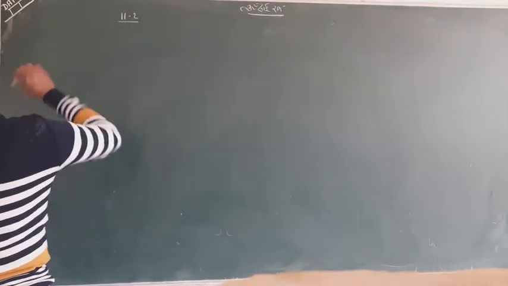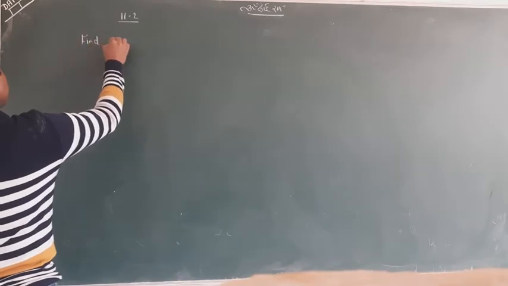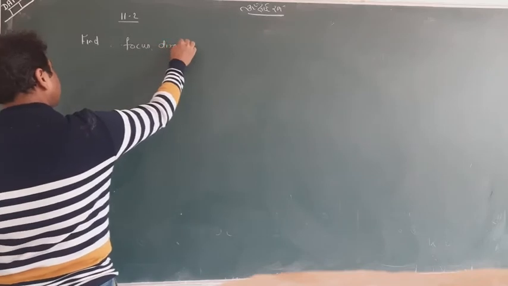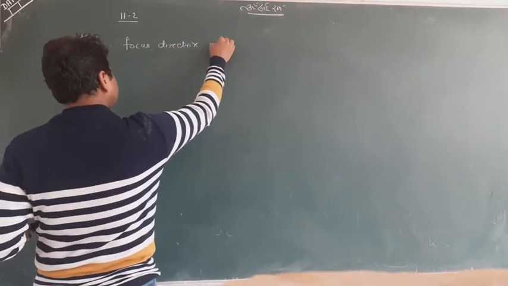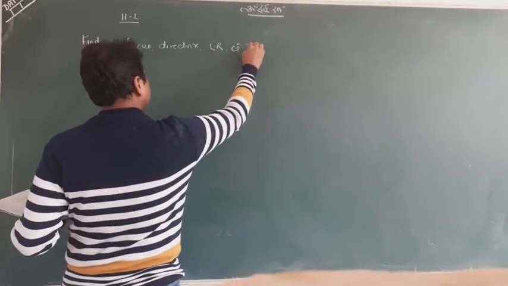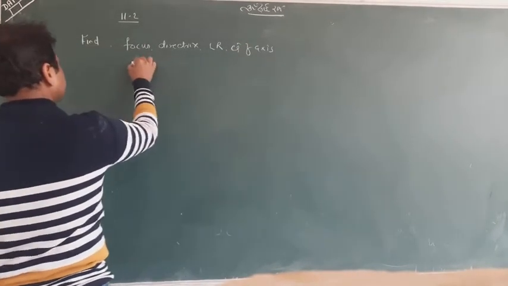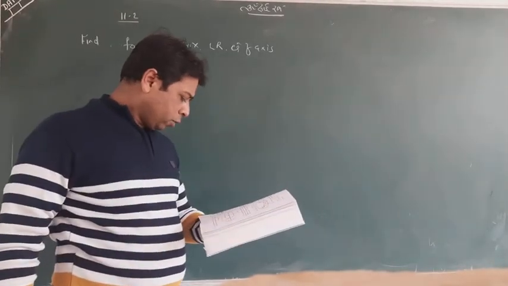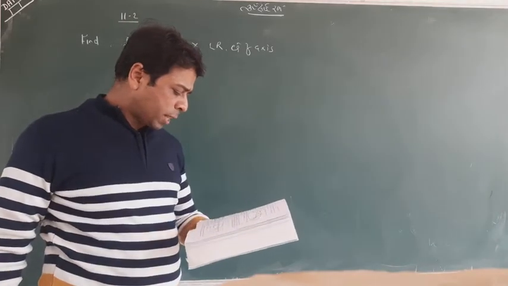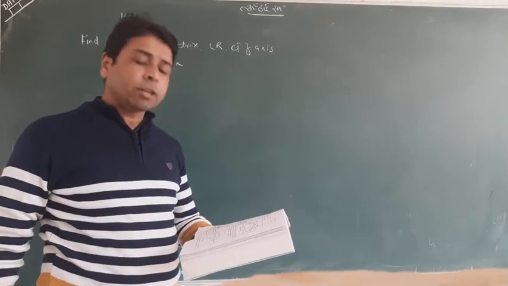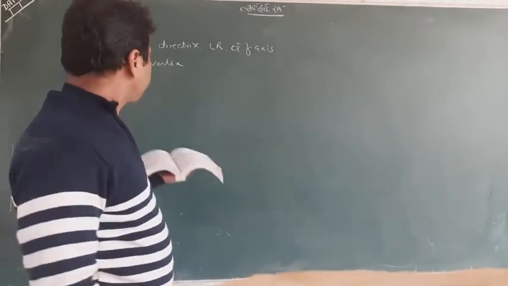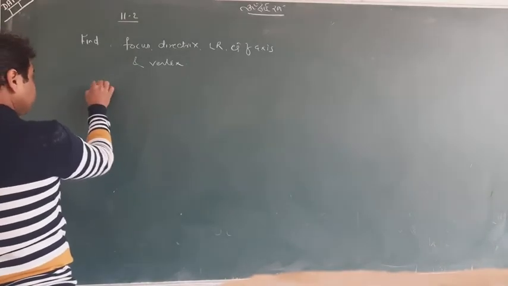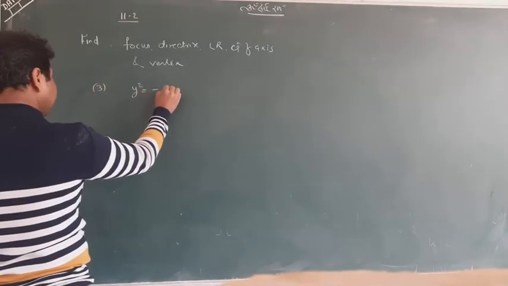The question says find all the 5 things: focus, directrix, equation of directrix, latus rectum, equation of axis, and vertex. Even though it is not told here to find all the things, only focus, axis of parabola, equation of directrix, and length of latus rectum, all 4 things were asked, but I am finding the 5 things. Okay. So the question we have, suppose the third one, y square equal to minus 8x.